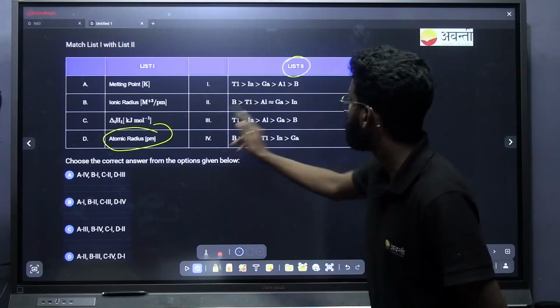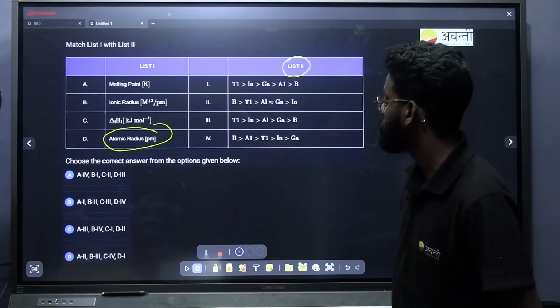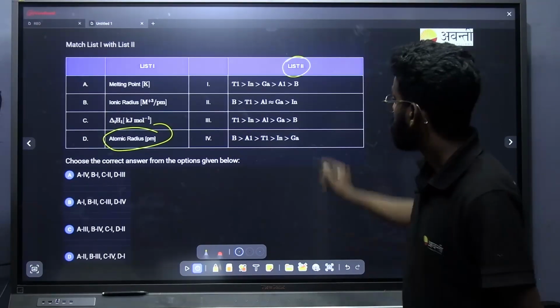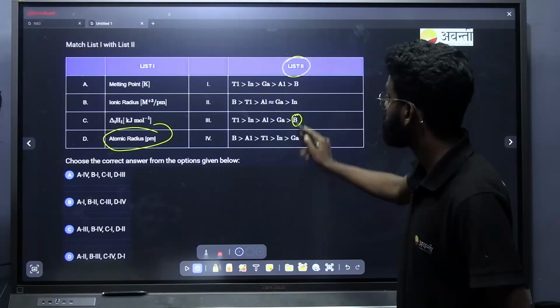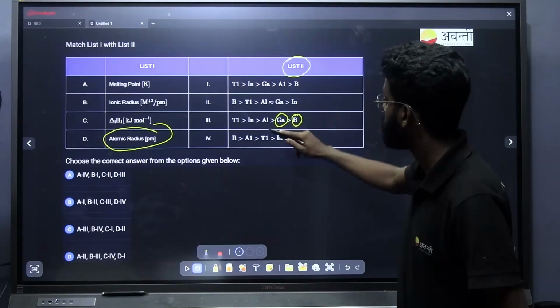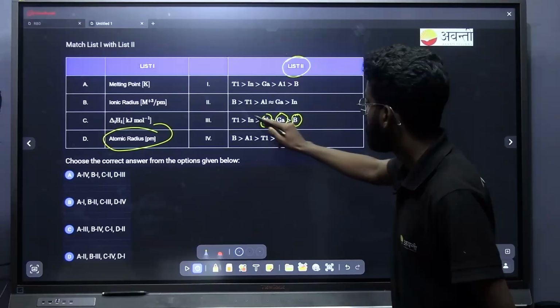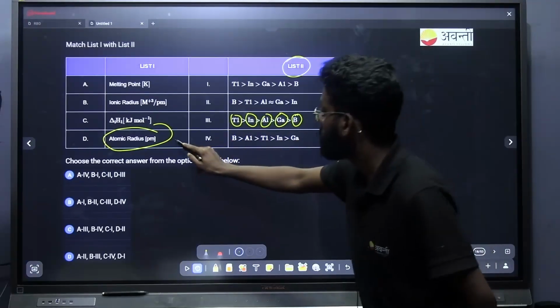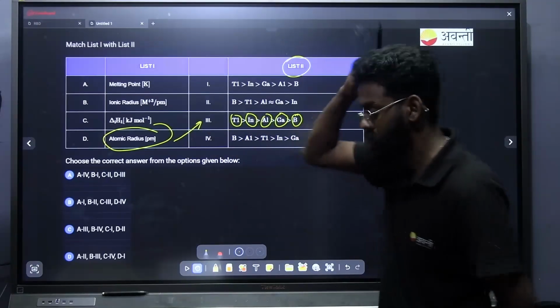Atomic radius order of boron family. What is the atomic radius order of boron family? Boron is having highest, then comes gallium. Gallium will be overtaking aluminium, then indium, then thallium. So I can match D with the, yes, very good.